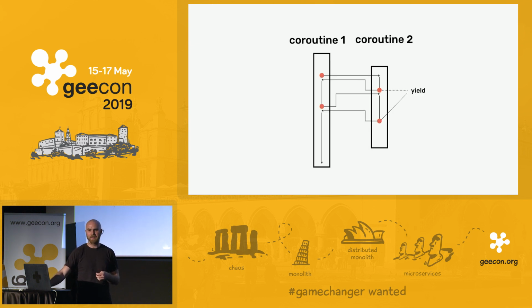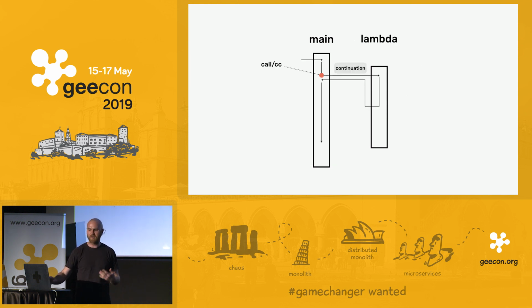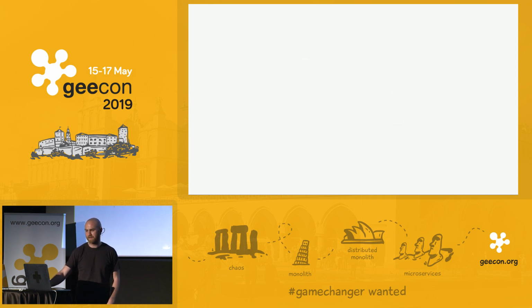So again, this is an overview of coroutines as threads, where there can still be just one thread. You can just think about it as threads, this kind of design pattern. And then generators, async await, which is quite complicated. And then you can have call/cc, which is the most fundamental way to do coroutines.